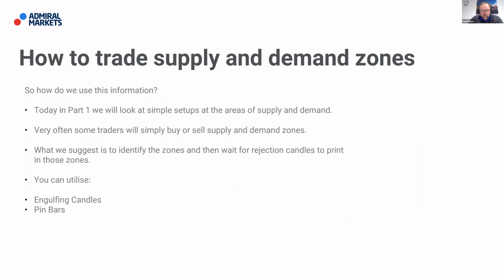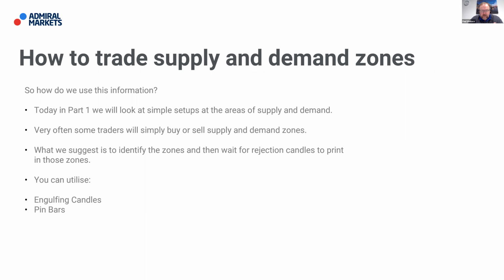So, with that information, how do we actually trade supply and demand zones? How do we use this information? Well, today in this part 1, we're just going to look at some simple setups at the areas of supply and demand. Very often you'll find some traders will just simply look to have a buy order at a demand zone, and might have a simple sell order at a supply zone. And that is one way to trade it, and many traders happily do that.